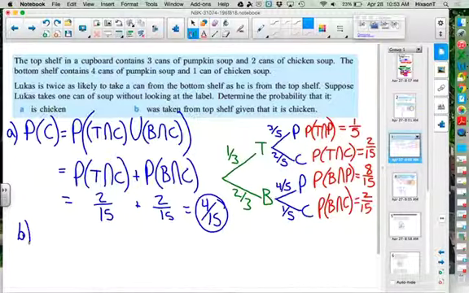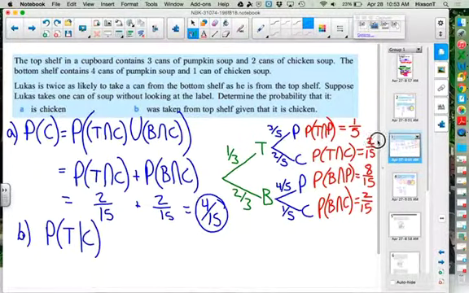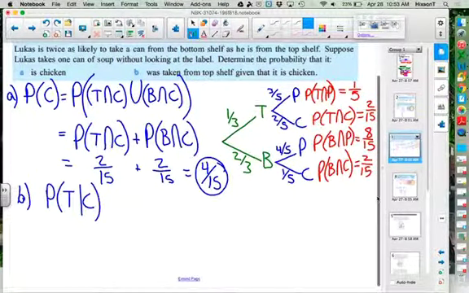We want the probability that it was taken from the top shelf. So the probability of T given that we got a chicken. So here's one where you can't just look at a Venn diagram and pick out the one little piece. You have to use the formula.